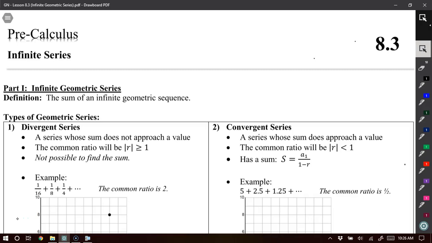In this video, we're going to look at lesson 8.3, which deals with infinite series. Primarily, we're looking at infinite geometric series. And the definition of that is it's a sum of an infinite geometric sequence.